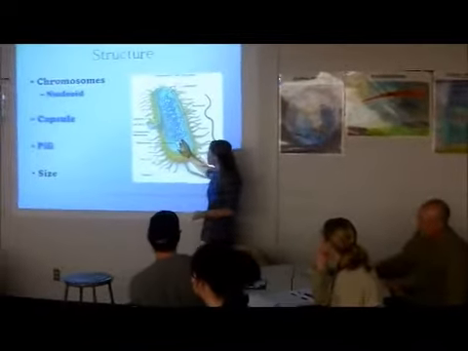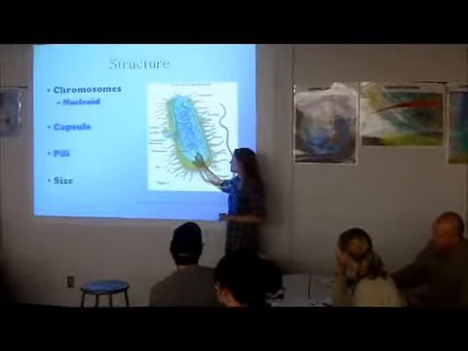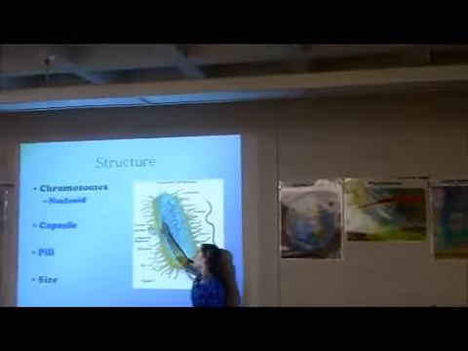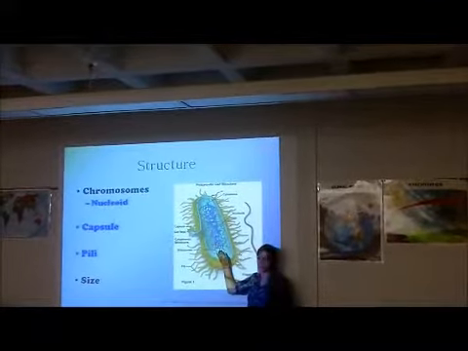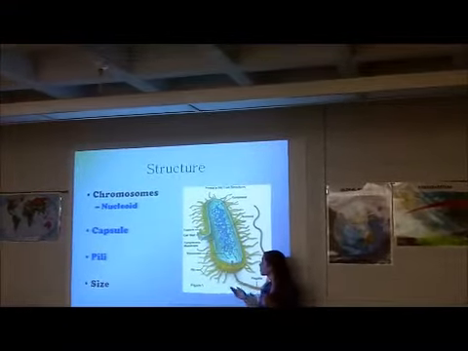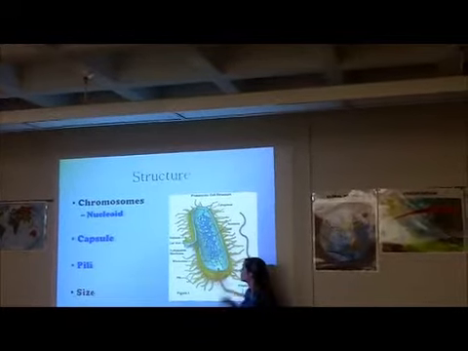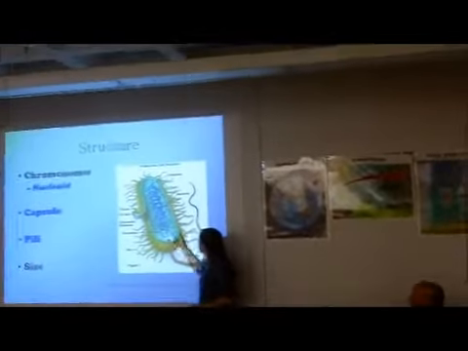This is called the nucleoid, which is the area in the cell where the chromosome is. So this blue stuff is the chromosome, and this area where it is, is the nucleoid. This is one big circular chromosome right here. It's not individual ones like we have in our cells. We have 46 different ones. This one is just one big one. And then as you can see, there's this yellow part around the cell.